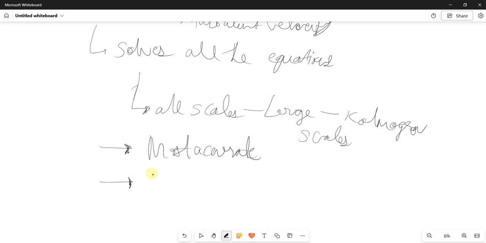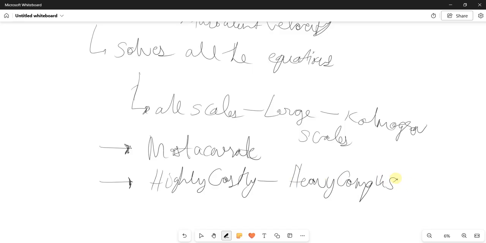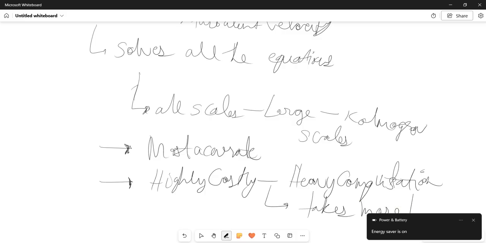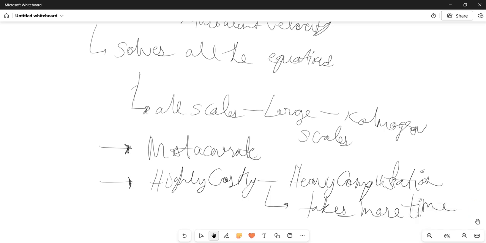It is highly costly, and heavy computation. Of course, you are solving the original equations, and hence it takes more time, right? So these were the turbulent models that we saw.